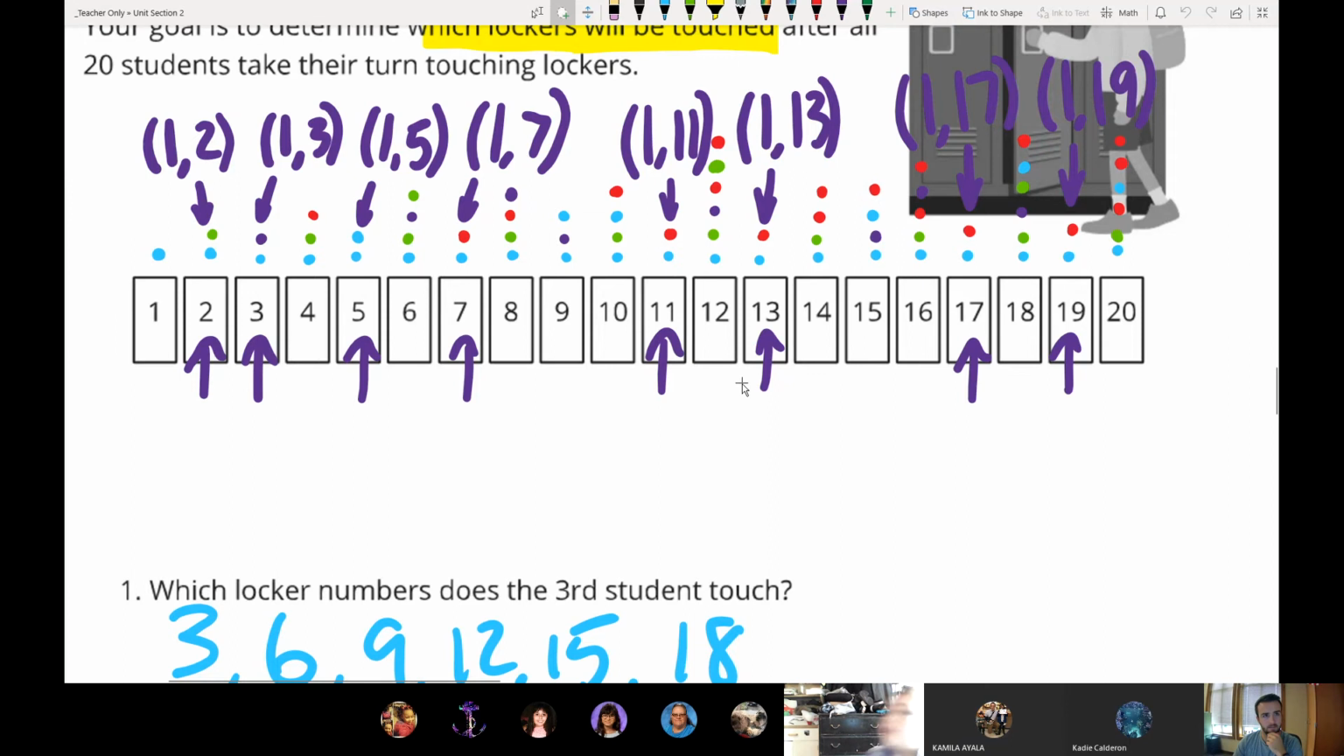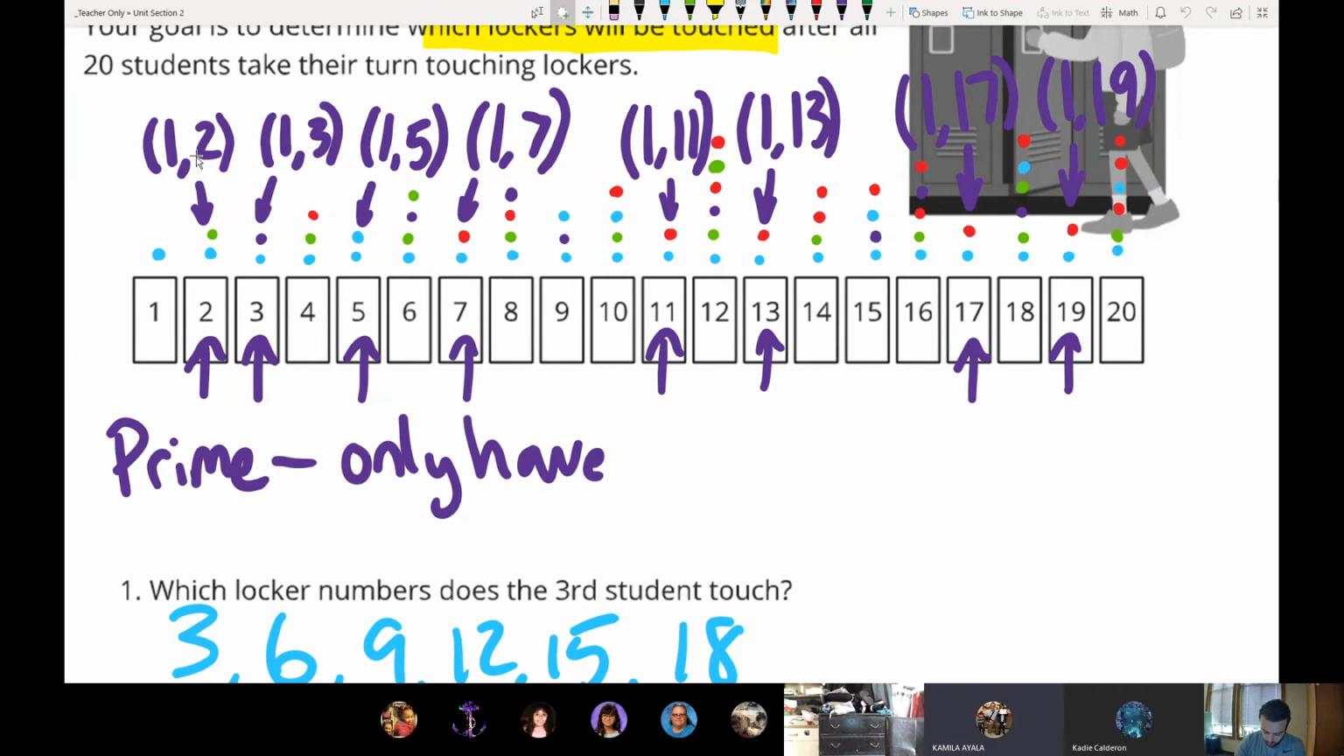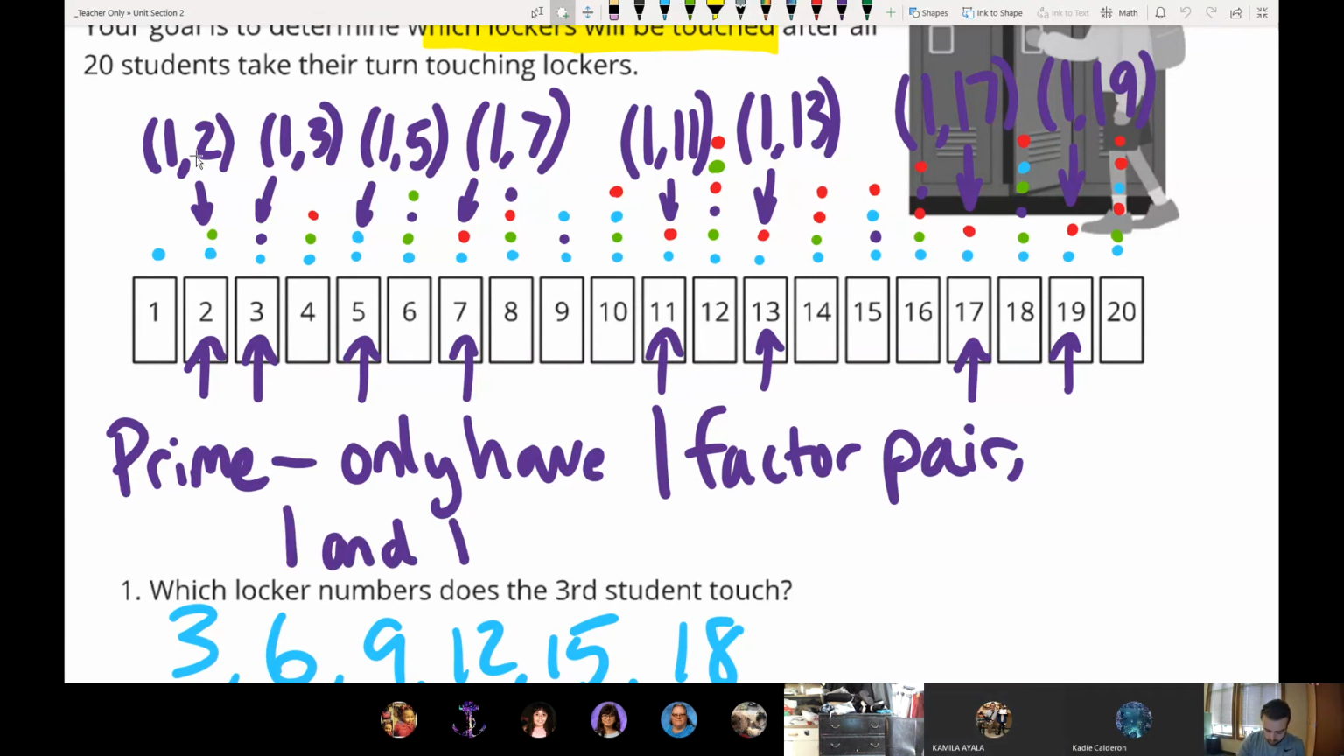But is it prime or composite? Composite? So if we only have 1 factor pair? Prime? Yeah, so they are prime numbers. And the reason why they're prime is because they only have 1 factor pair. And that is 1 and the number.